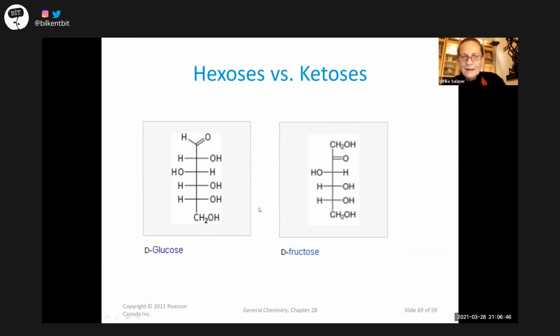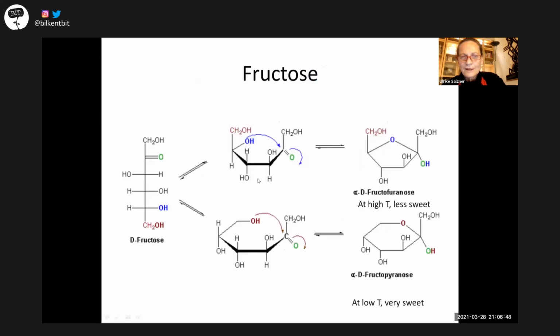Now, this can also fold up. The glucose usually folds up into a ring of 5, a 5-membered ring, and fructose can also fold up in a 6-membered ring, and these are called fructofuranose and fructopyranose. That's the name of these rings. Okay, so fructose is occurring also in nature, in fruits and so on.